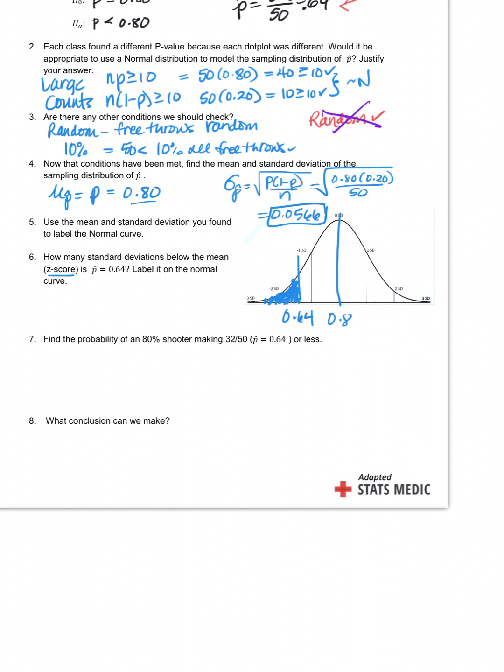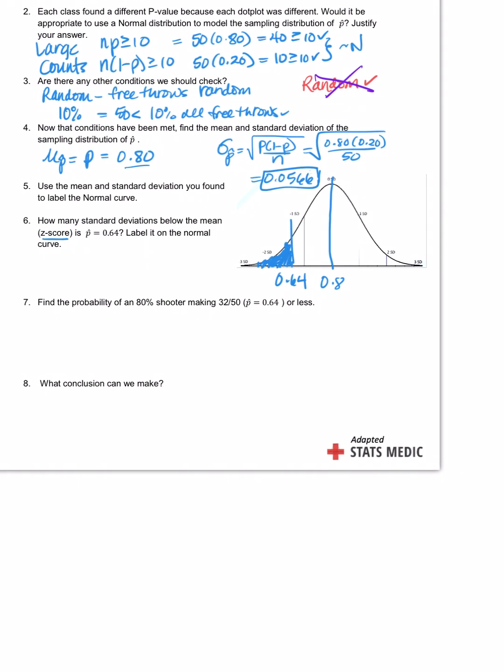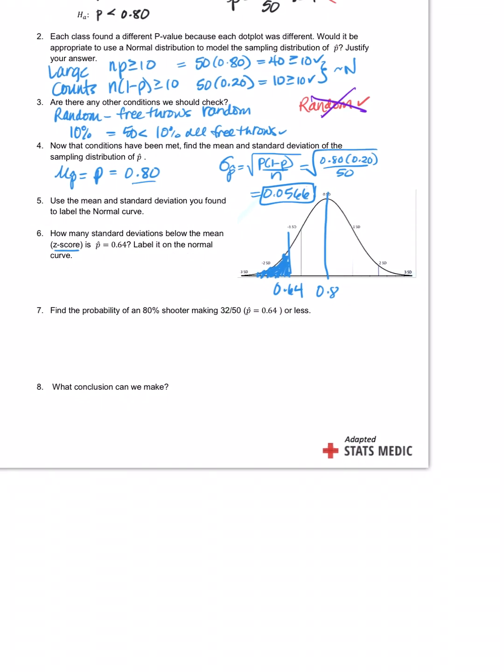So how do we find area under the curve? Not inverse norm. That's when we're given the area. You're on the right track. So what's the reverse of that? Norm CDF. So let's go back to norm CDF.